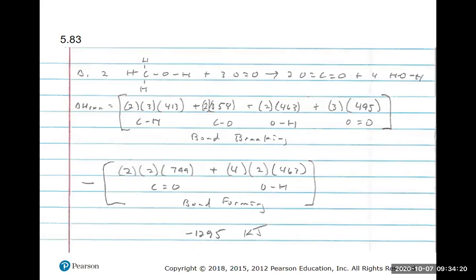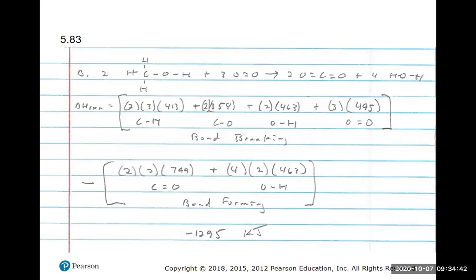This problem, this 583, is one where we're using bond energies to get an estimation for the delta H for the reaction. And so, let me just make sure I'm not missing something when I go through this.